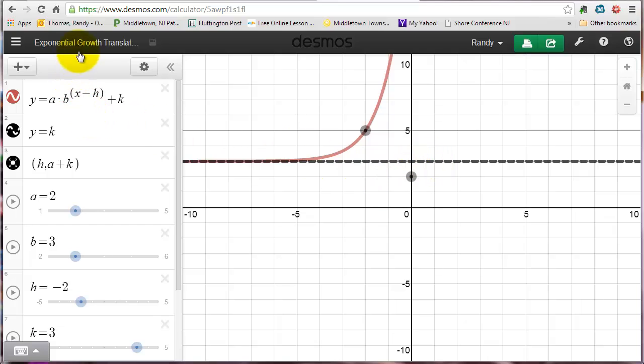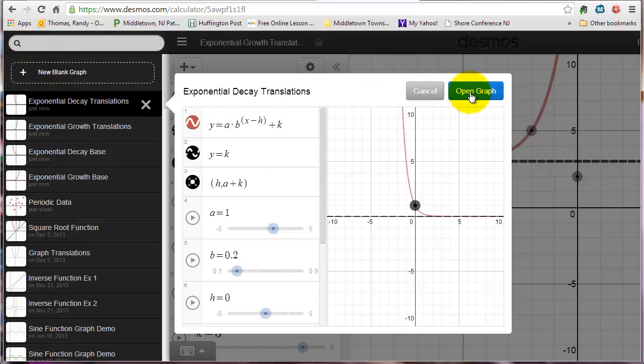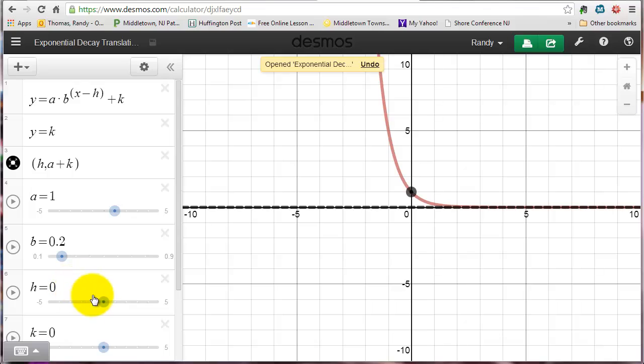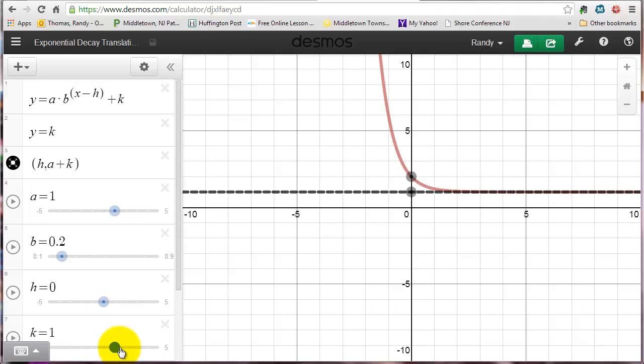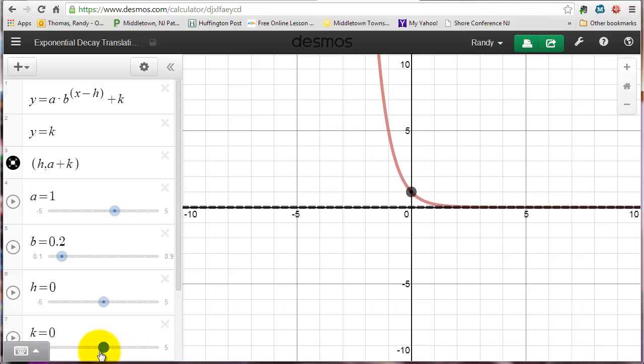So let's finish up this. By now you should be getting the handle of this. Let's look at exponential decay. Everything is going to operate the same in terms of the h and the k. H moves us right and left, and k moves the asymptote up and down, and the shape of the function stays the same.